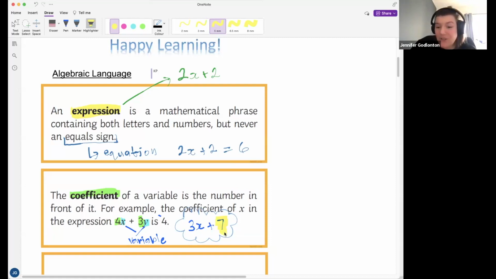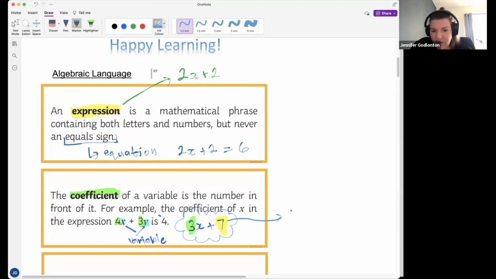And because there's no letter, it's not a coefficient. It's going to be called a constant, which we're going to talk about just now. But this 3 over here, that would be a coefficient. So this 7 over here, that's going to be called a constant, and the 3 would be the coefficient.